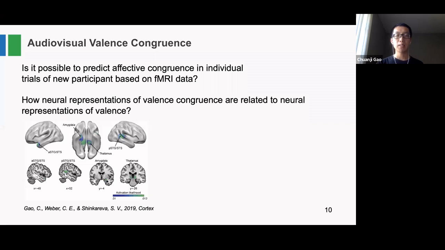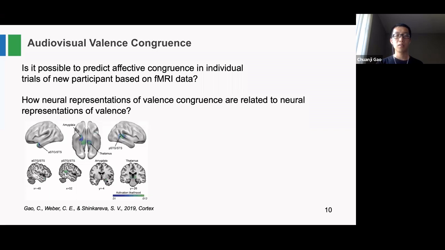Okay, so next we want to ask a question. In addition to focusing on modality-general and modality-specific, we want to focus on how our brain actually combines the visual and auditory signals. So the next analysis that I'm going to show focuses on the audiovisual valence congruence.